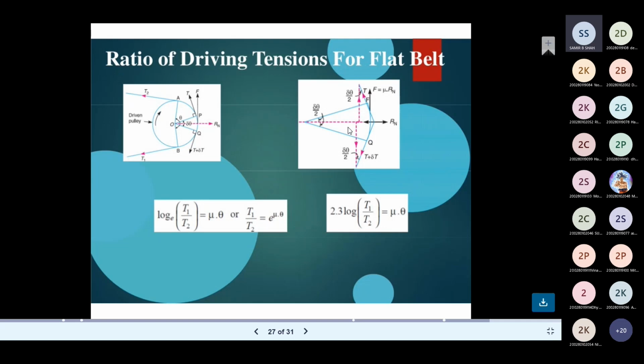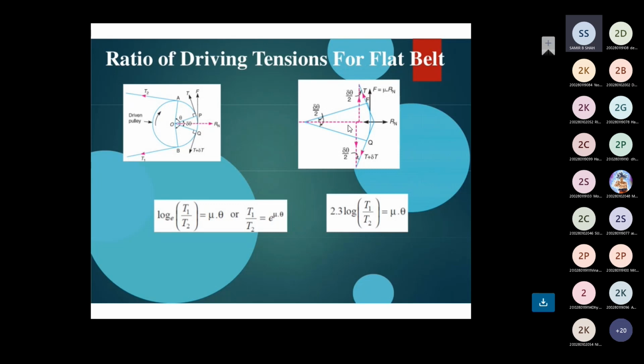I will share the whole content with the proof, so please refer to that proof. I request that you also refer to the length of the open belt drive, length of the cross belt drive, power transmission, and ratio of driving tensions for flat belt drive. Each and every theory I will share with you, so please refer to it properly.